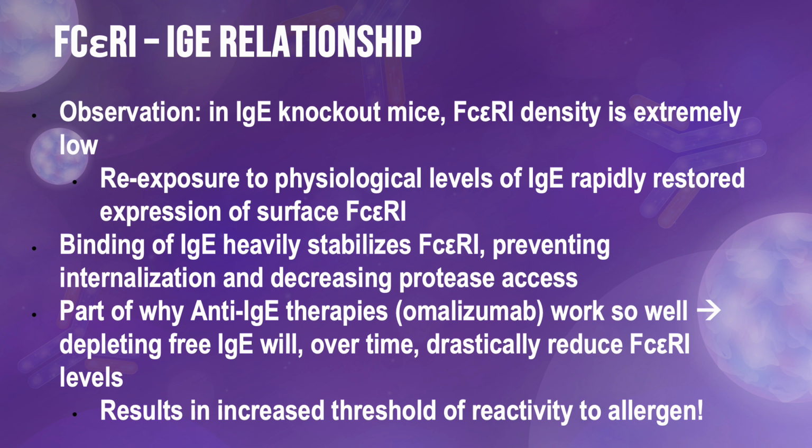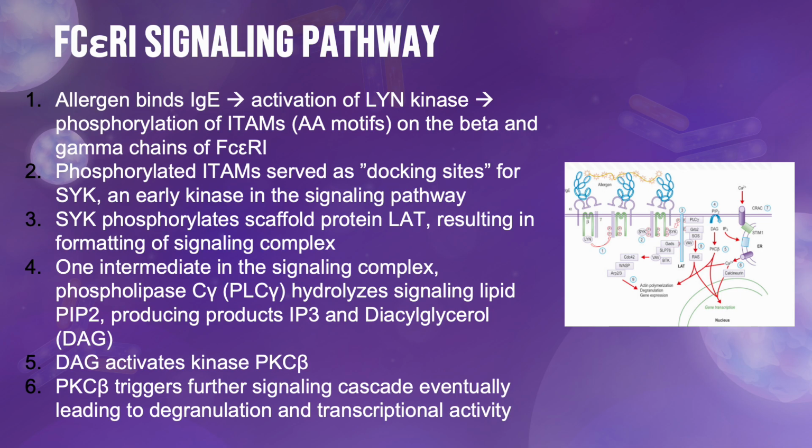And this is part of the reason why anti-IgE therapies like Xolair, or the general name omalizumab, work really well, is because they are not only depleting what little free IgE there is, but over time this ends up drastically cutting down the amount of receptors there are in the first place. And that's going to help you increase the threshold of reactivity to a certain allergen. So if we're going to talk about the signaling pathways, the first step in that signaling pathway, and remember this is how we're activating a mast cell.